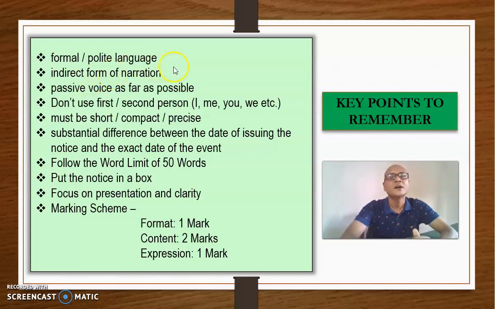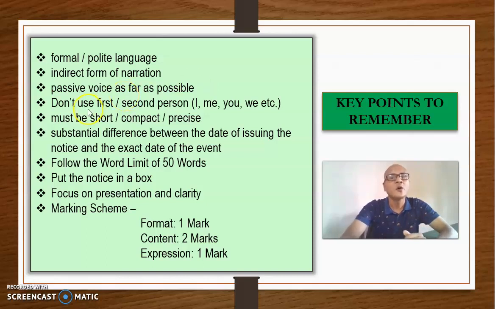Secondly, let me tell you that a notice must make use of indirect form of narration, which means that you are not supposed to quote anything or use the direct form of narration in your notice. The third point relates to the use of passive voice as far as possible. So, when it comes to writing a notice, try to make use of sentences in the passive voice. A simple example of passive voice sentence pattern could be, all the interested students are requested to submit their names to the undersigned. So you can see here the use of passive voice.